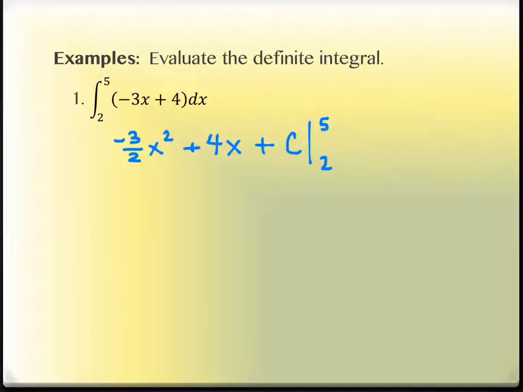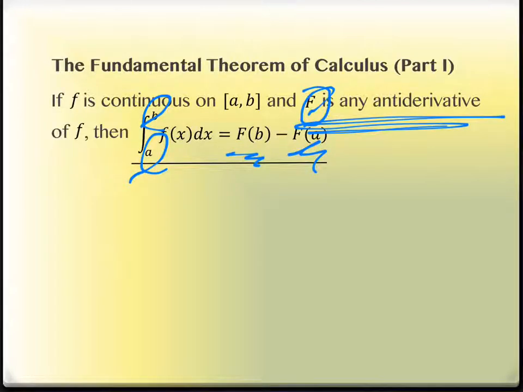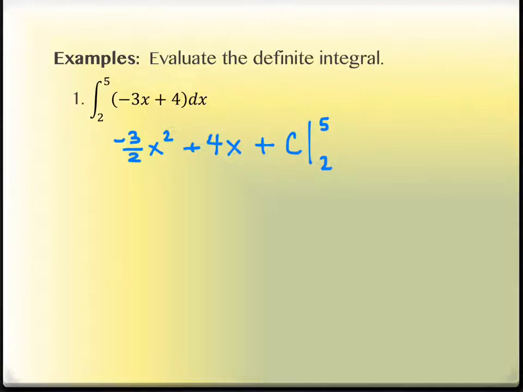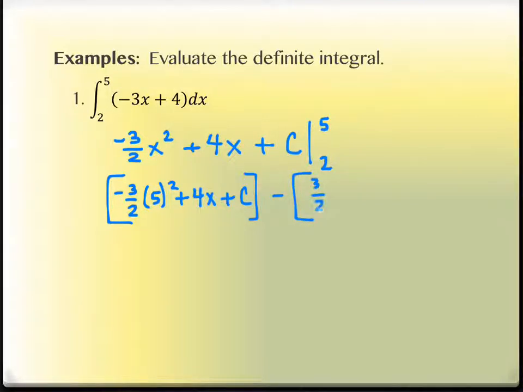All right, so 5 goes to the top, 2 goes to the bottom. Everybody good so far? Okay. Now the next thing that the fundamental theorem says is that we can take those values and evaluate them into our antiderivative. So we're going to do one all out longhand, and then I'm going to show you a shortcut on your calculator as well. So we're going to actually plug in the number 5 everywhere. So this is evaluating at 5. And then we're going to evaluate this at 2.